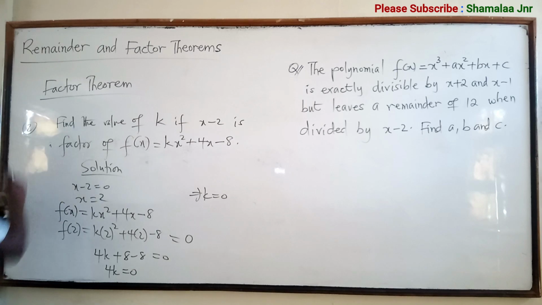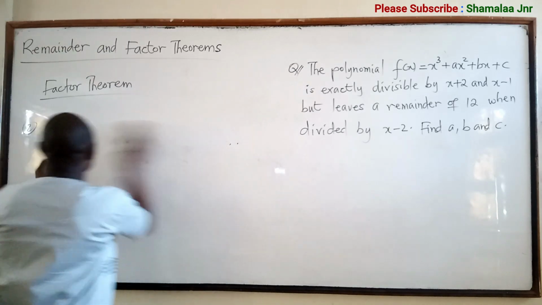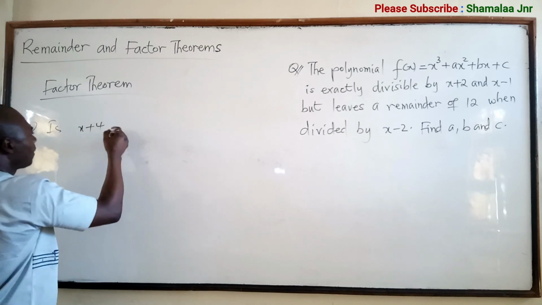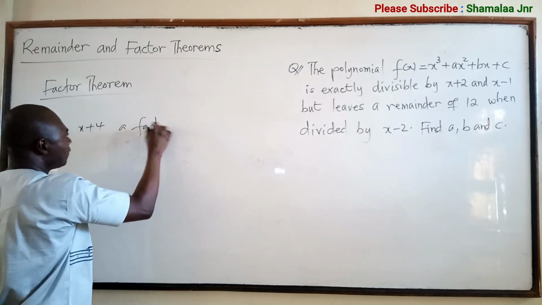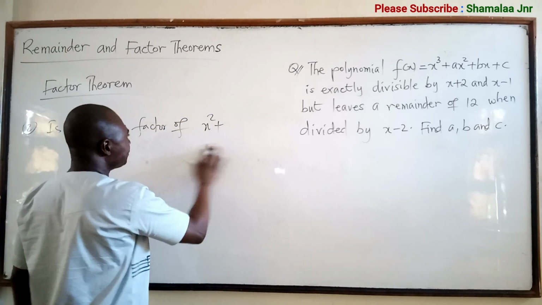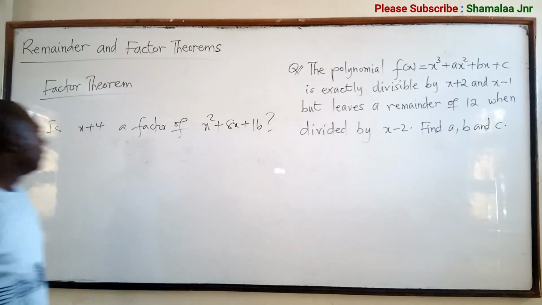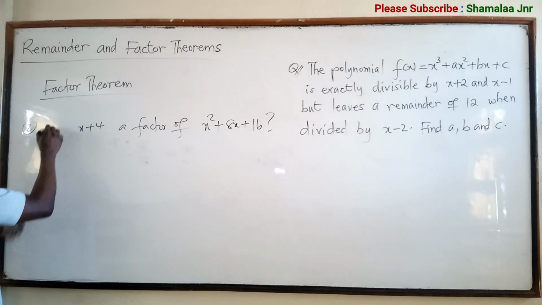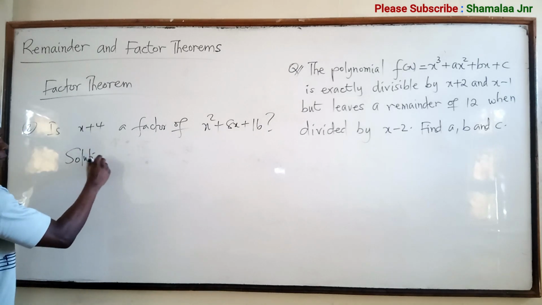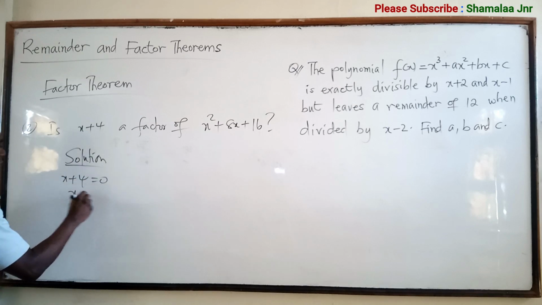And let's do another question. We can say, is x plus 4 a factor of, say, x squared plus 8x plus 16? Yes, you can ask something like this. If it is a factor, you see, it's a factor. So solution. If x plus 4 is equal to 0, then x is equal to negative 4.